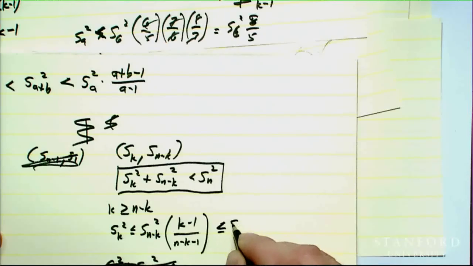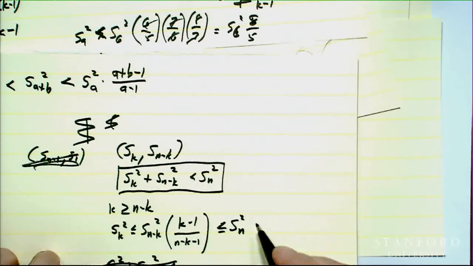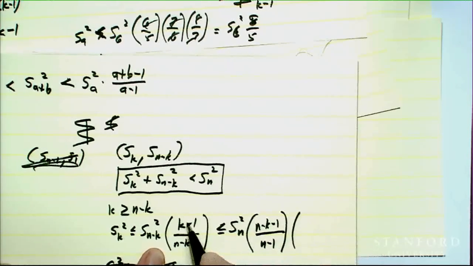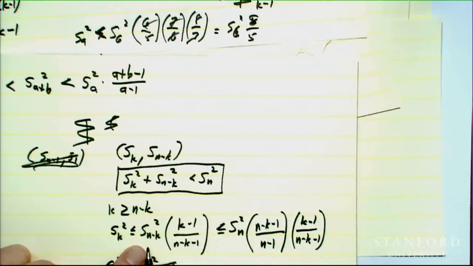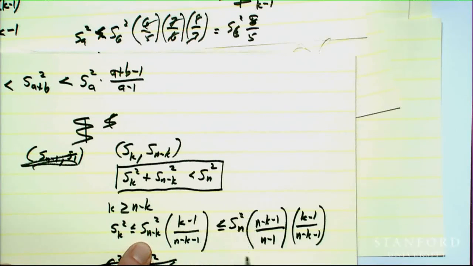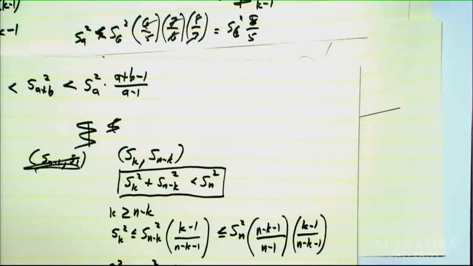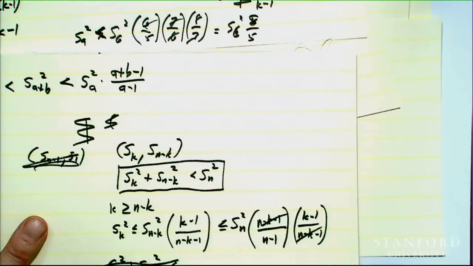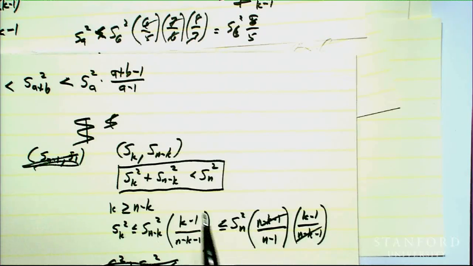So Sn squared is, now I use my inequality again. So n minus k is less than Sn, and so here I get n minus k minus 1 over n minus 1, and I have to carry this factor over again. So what I did here is I replaced Sn minus k squared by Sn squared times this fraction by my basic theorem up here, and well, it's canceling again. So S of k squared is less than S of n squared, and so now I add the two together, and I get the right inequality.